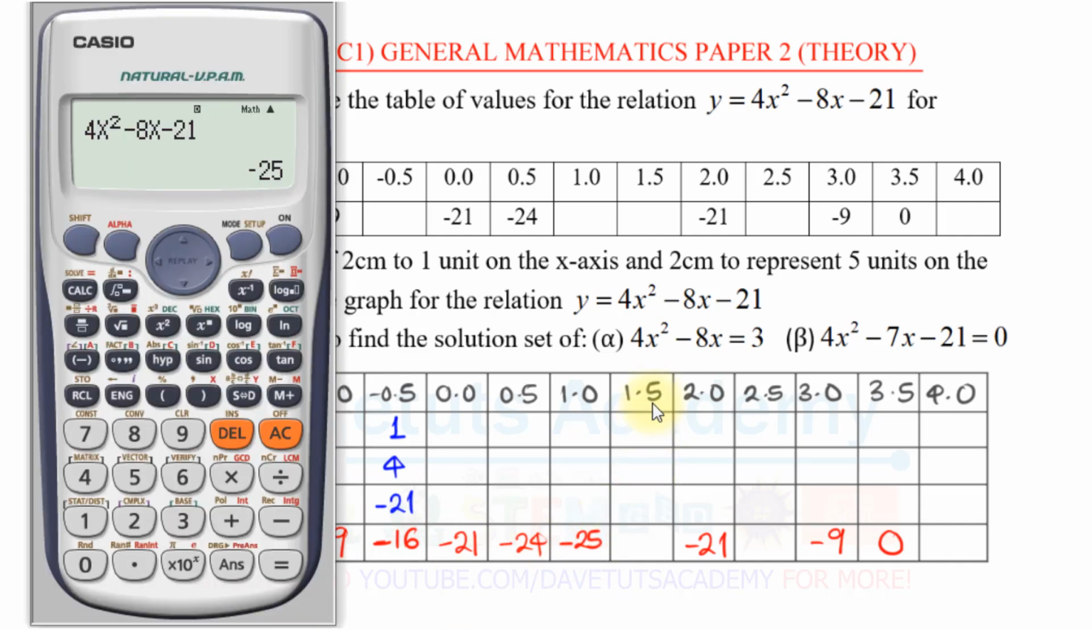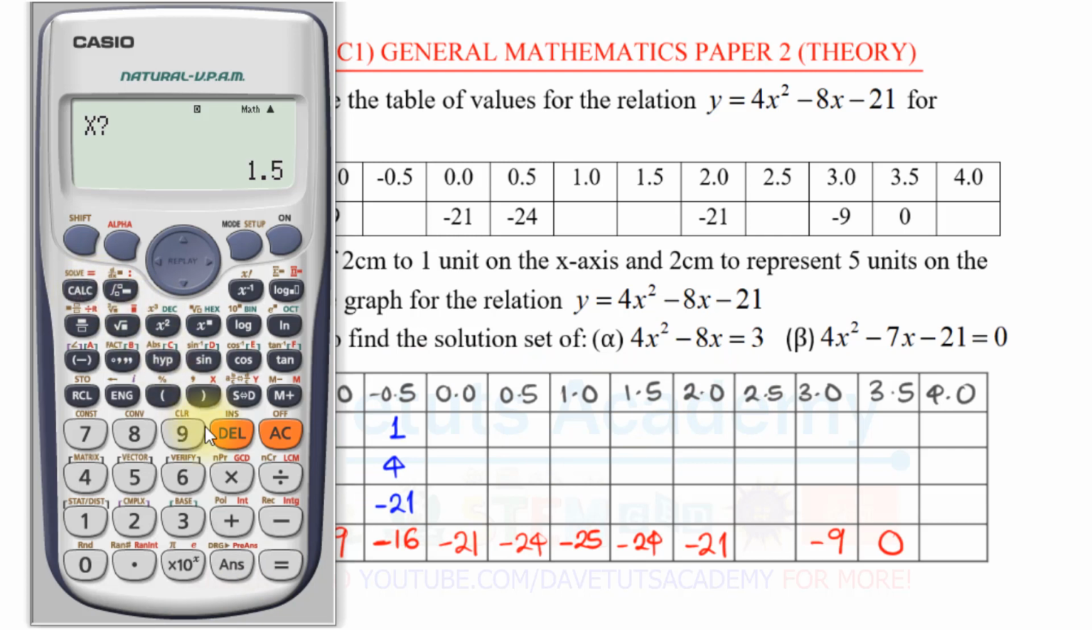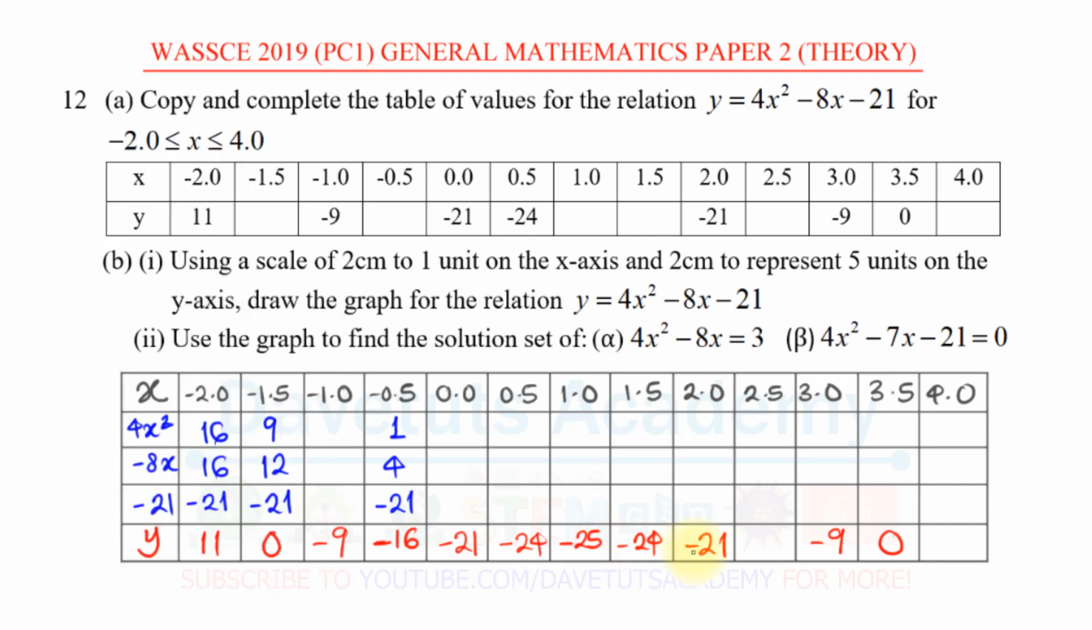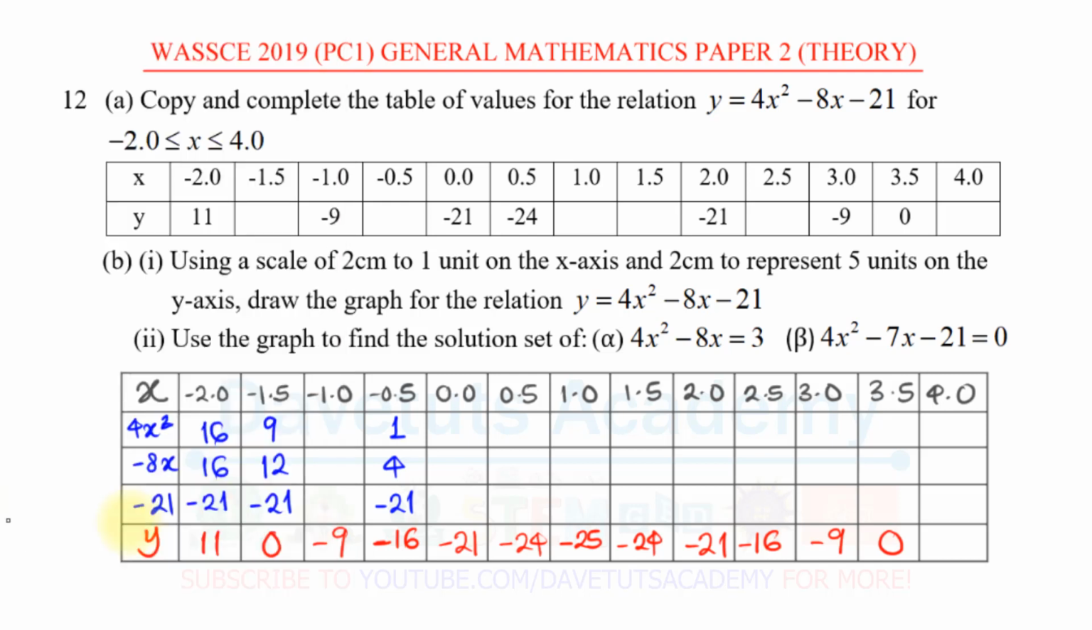And then again, when x is 1.5, I can just say calculate. I will just change the value of x here to 1.5, and that is equal to minus 24. So I can say this is minus 24. Okay, and then when x is 2.5, I can just say calc 2.5, then y is minus 16. So this is minus 16. All right, when x is 3.0, you can say calc 3.0, then y will be minus 9, and you can see that was done initially and that was correct.